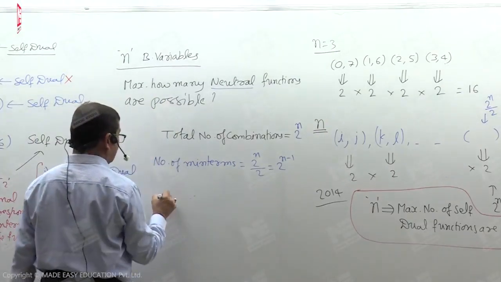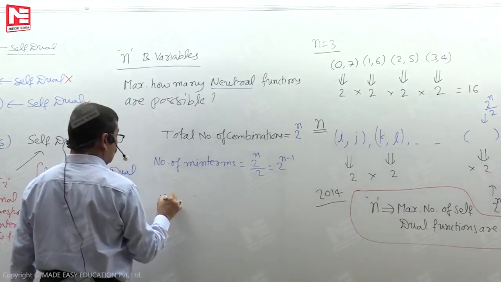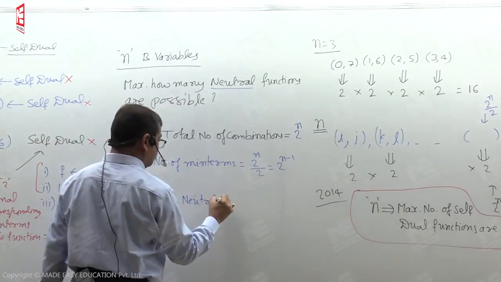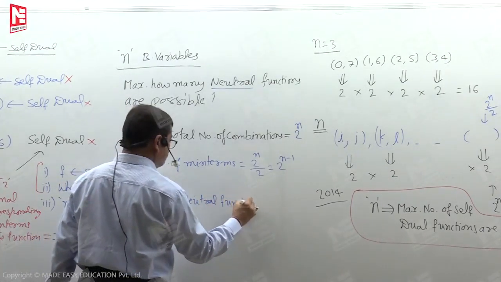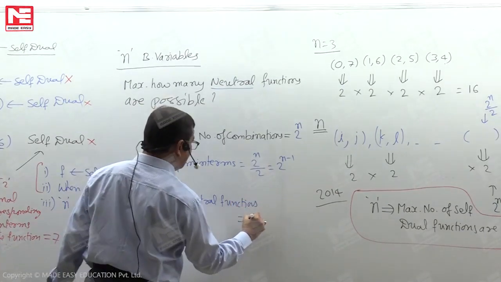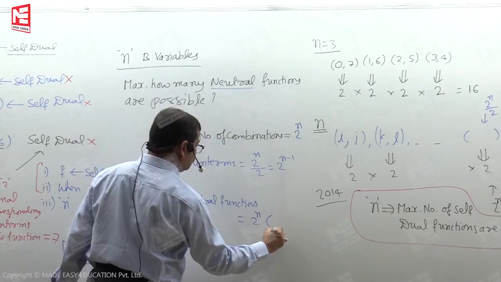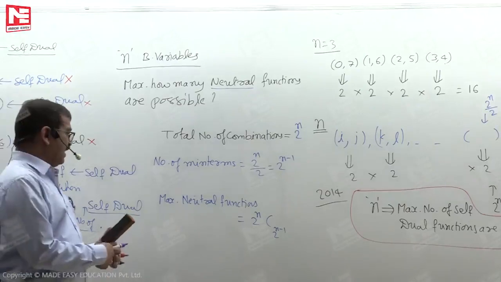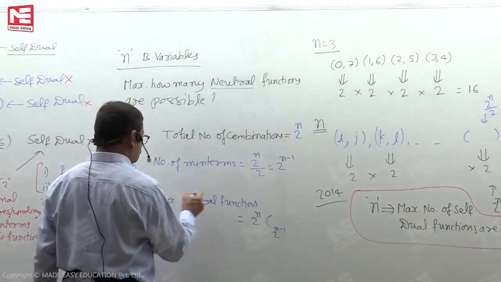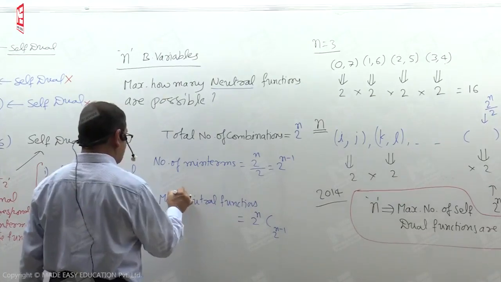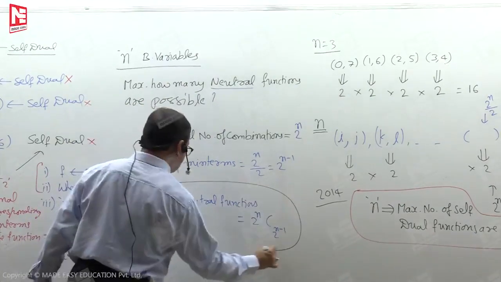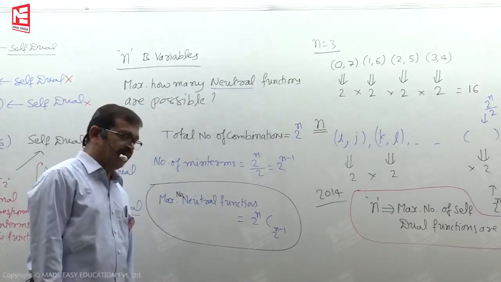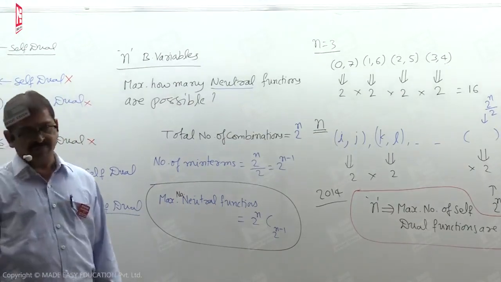So the answer to this question, the maximum number of neutral functions possible. If you come to the answer to this question, definitely our answer is 2 to the power of n C 2 to the power of n minus 1. That is the question we took, maximum how many neutral functions are possible. The answer to this question is 2 to the power of n C 2 to the power of n minus 1.